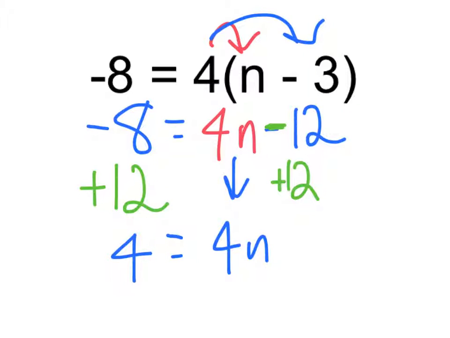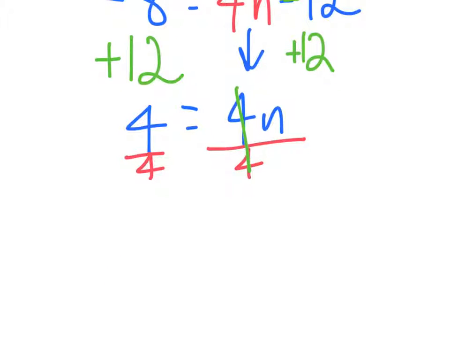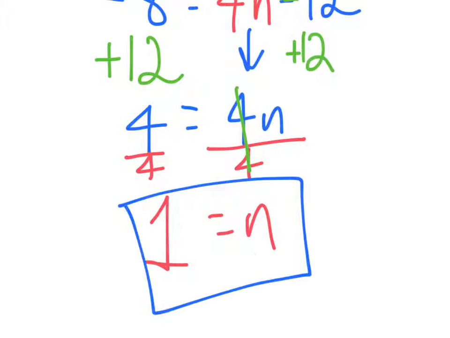Simply brought that down, right? So, this looks pretty easy. All we need to do now is divide the left side and the right side by 4 to make sure we can get the n by itself. So the 4's cancel out. And so all we're left with on the right side is n. And 4 divided by 4 is also 1. So this is our answer. n is equal to 1.